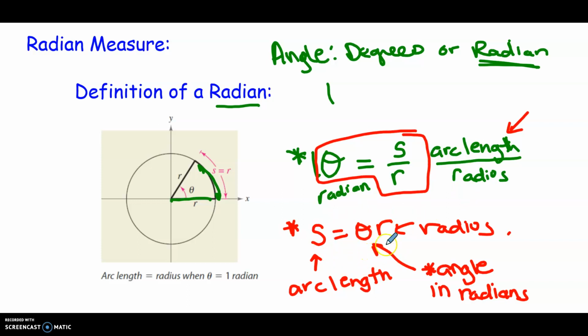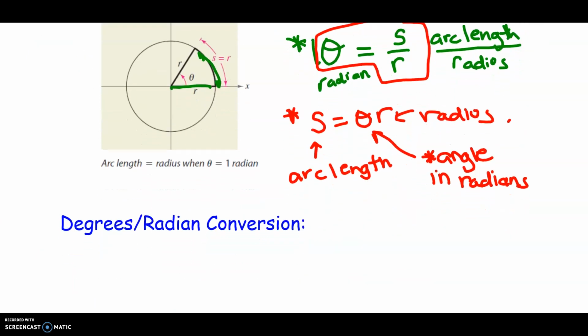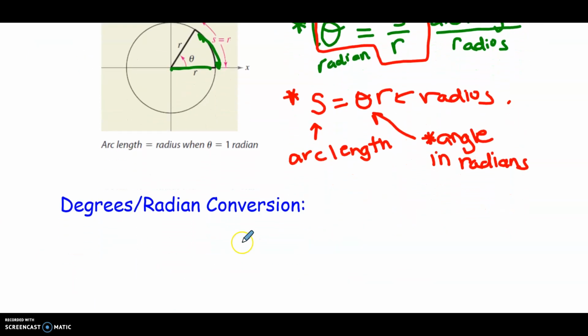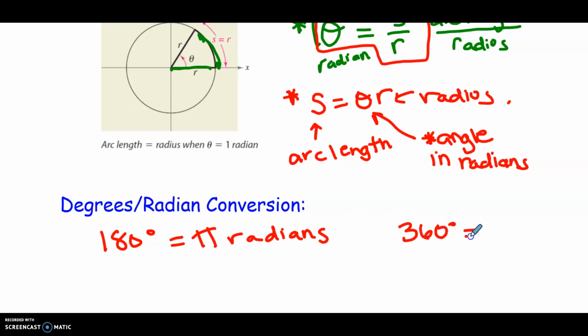Okay, so also from the video, you should have gotten that the degree radian conversion is that 180 degrees is equal to pi radians, and such that 360 degrees is equal to 2 pi radians.